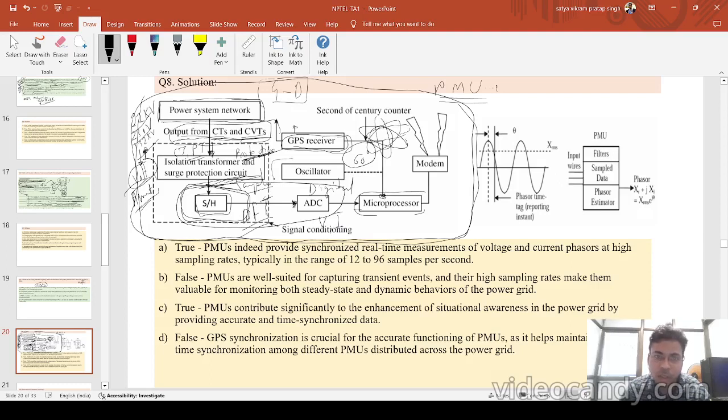And what is the use of this oscillator? Suppose there is a mismatch between the information from the GPS receiver and your microprocessor, then this oscillator will take care of that situation. This oscillator will generate the clock pulse for this microprocessor for generating an accurate result of your voltage and current phasors. And this modem is to transfer or receive data from different units.